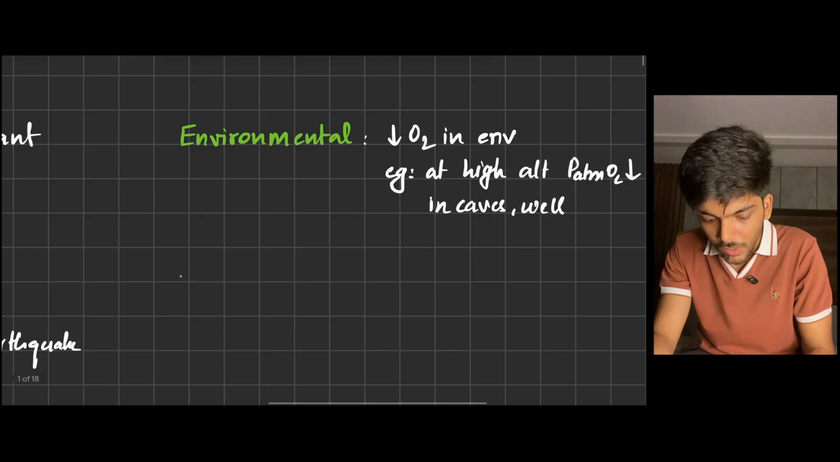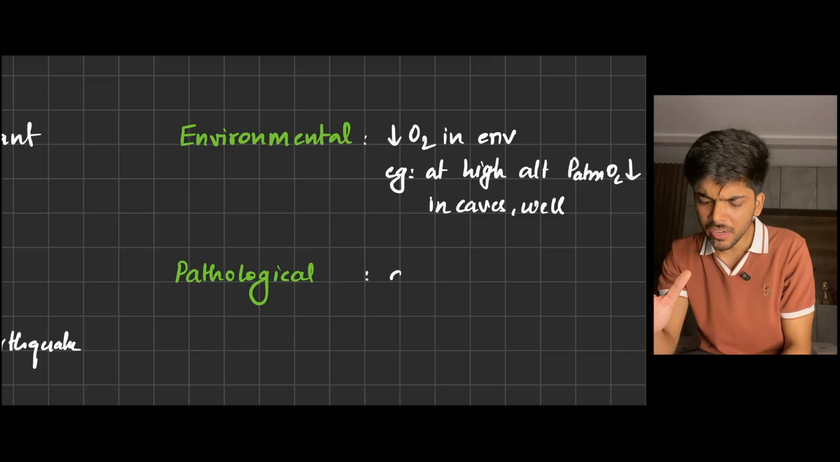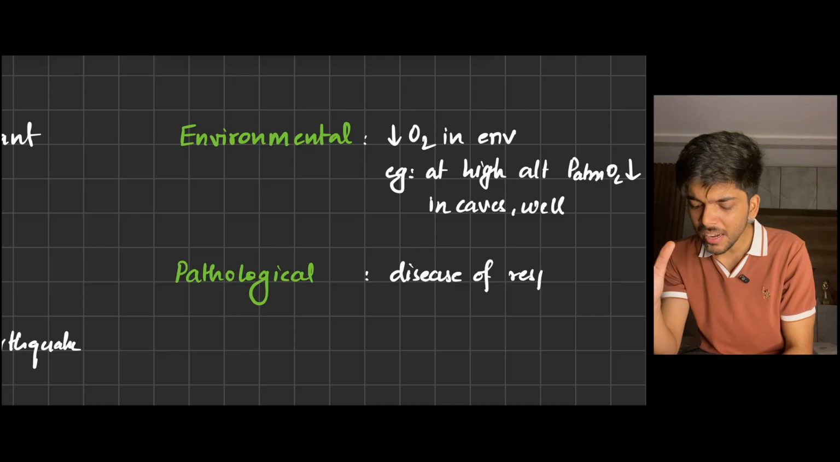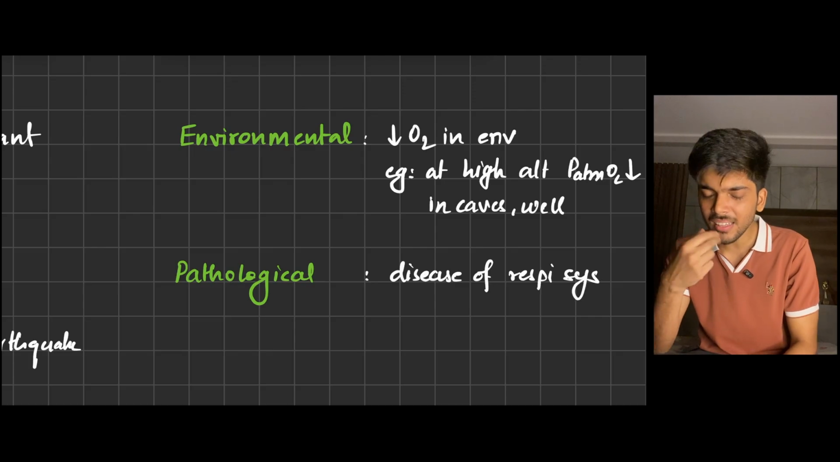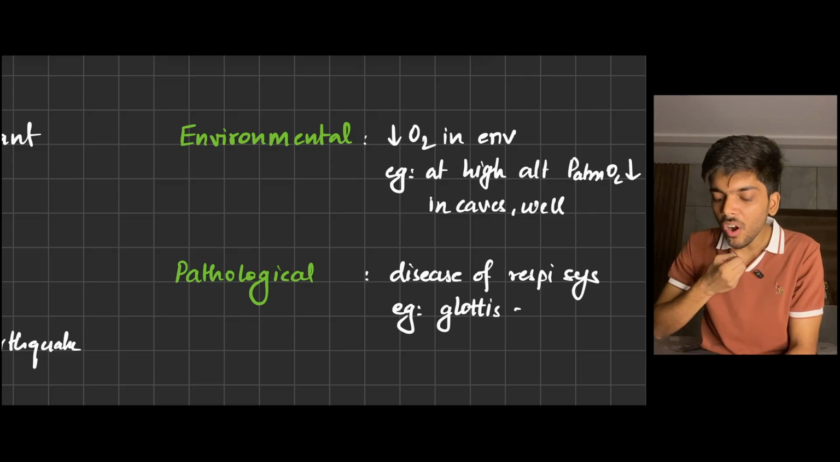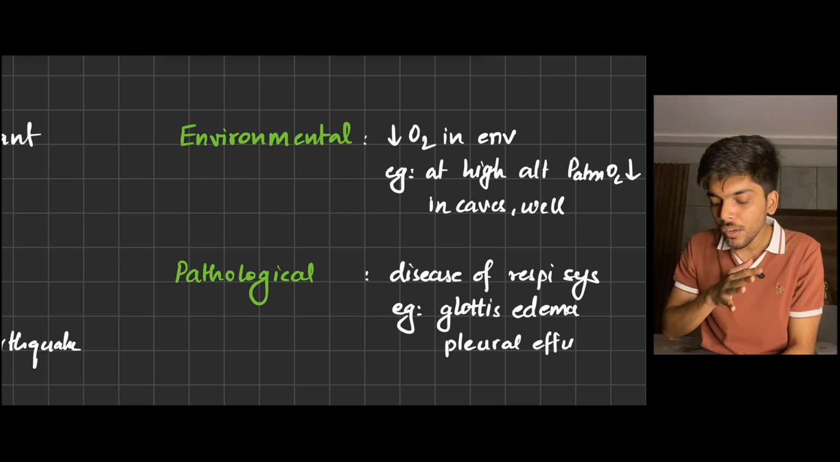Then there is pathological asphyxia. Pathological asphyxia, straight up, it is due to some sort of pathology or disease of respiratory system, either in the tract or the lung itself. For example, glottis edema. When there is edema of the glottis, there is narrowing of the glottis, the air can't pass in. Another, in pleural effusion, the same concept as in pneumothorax.